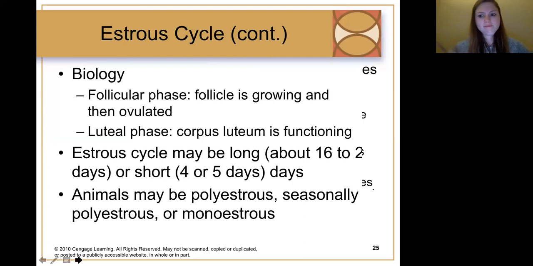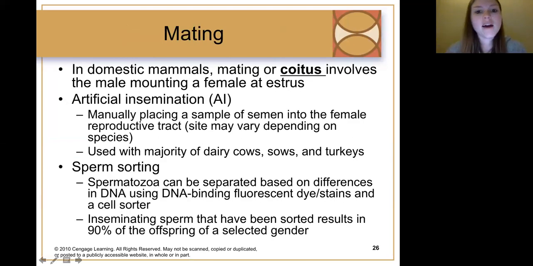Everyone's good on that. We've talked about those quite a bit. So mating in domestic mammals, or the scientific term coitus, involves the male mounting a female at estrus. It could be artificial insemination, which we've mentioned. Artificial insemination is when the semen is manually placed into the female reproductive tract. The actual site of where this happens depends on the species. Depending on whether you're inseminating a cow or a pig, that semen may be inseminated in different places.